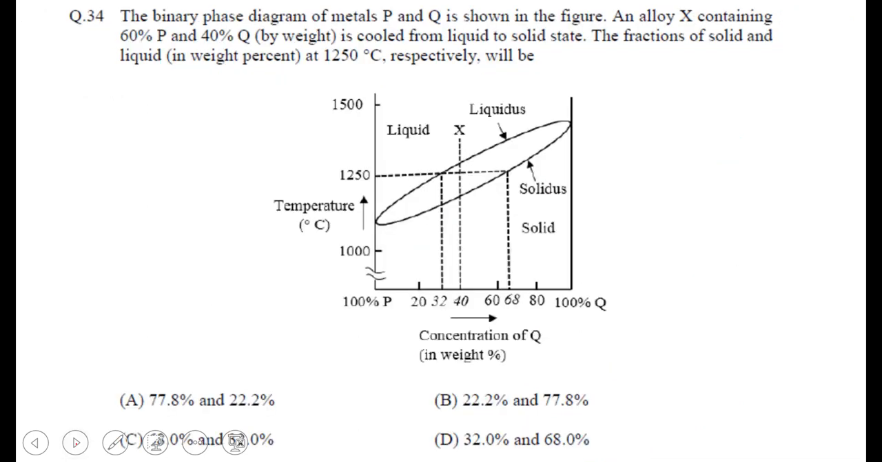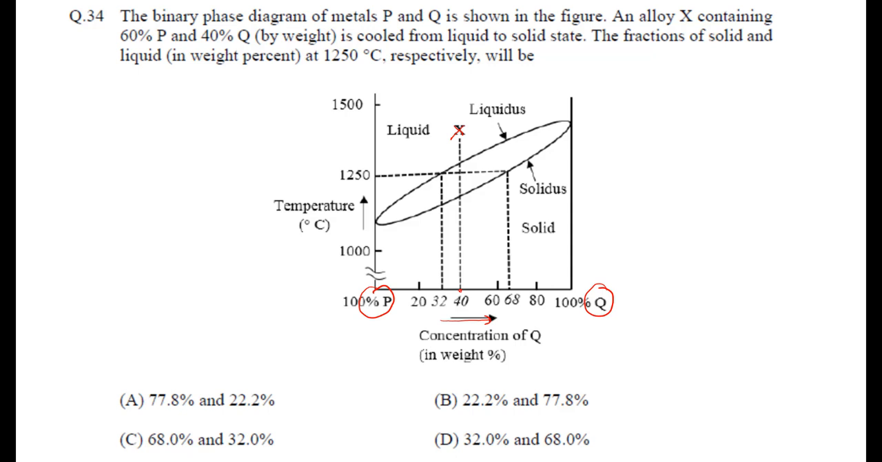The binary phase diagram of metals P and Q. Here is metal P and here is metal Q. Is shown in the figure. An alloy X containing 60% P. Okay, there is one alloy X which is over here. It contains 60% of P and 40% of Q. This is the increase of percentage of Q. Okay, fine. So it has got 40% of Q. Is cooled from liquid to solid state.